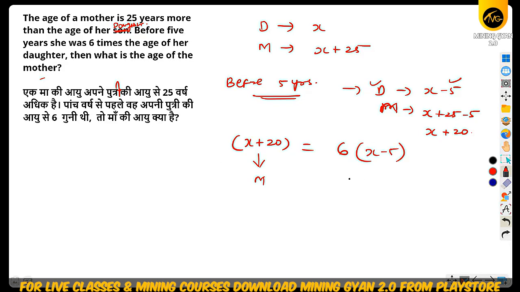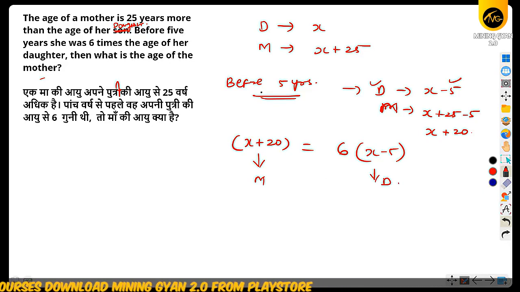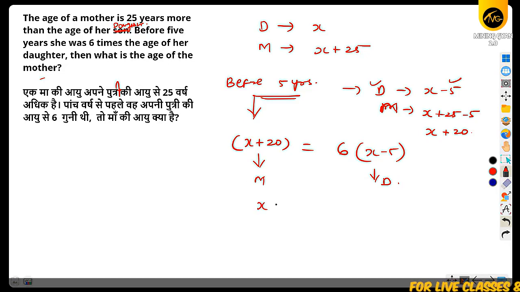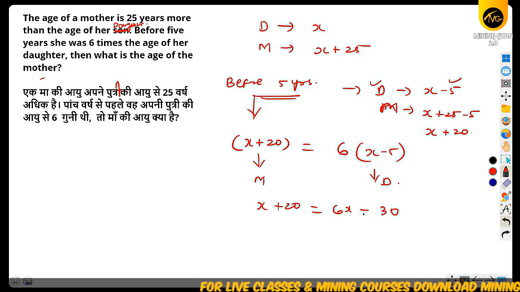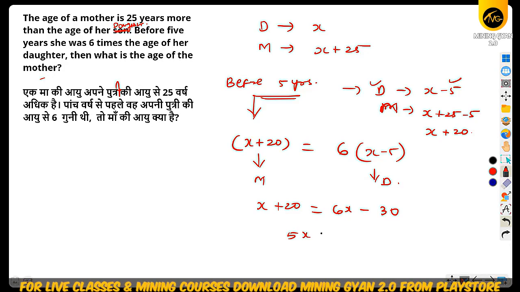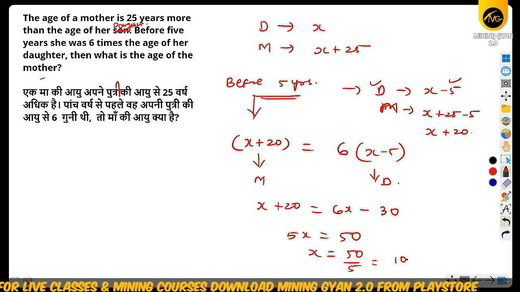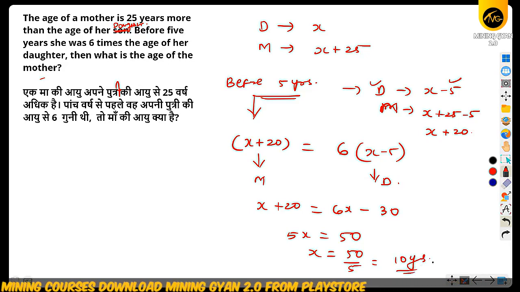So this is basically the logic in this case. Now this is the age of daughter before 5 years. This is the condition of before 5 years. Now just solve the problem and you can get the value of x, that will be the age of daughter. So x plus 20 is equal to 6x minus 30. Now 6x minus x will be 5x, and 30 plus 20 will be 50. So x is equal to 50 divided by 5, that means 10 years. So this is basically the age of daughter.